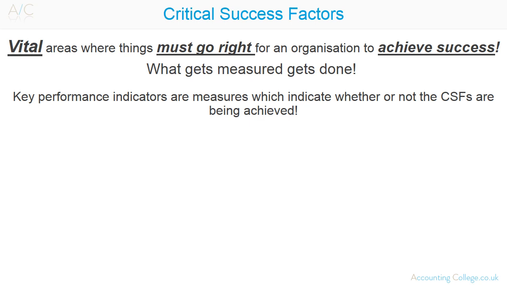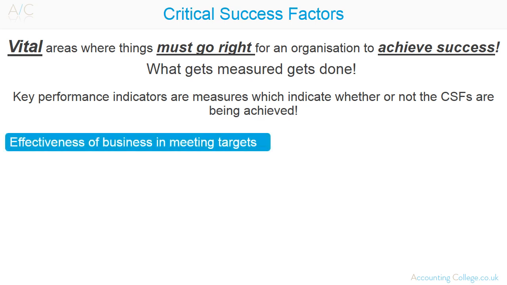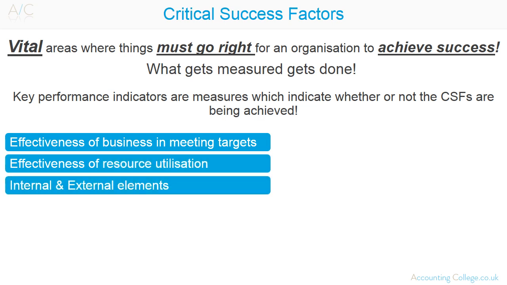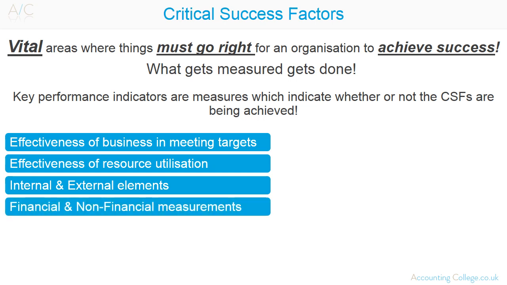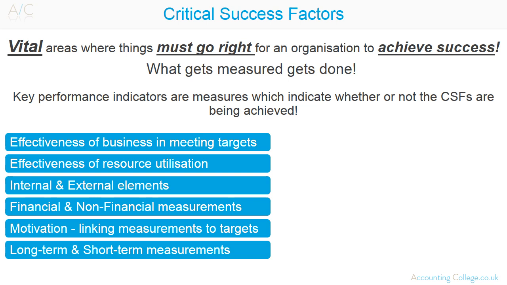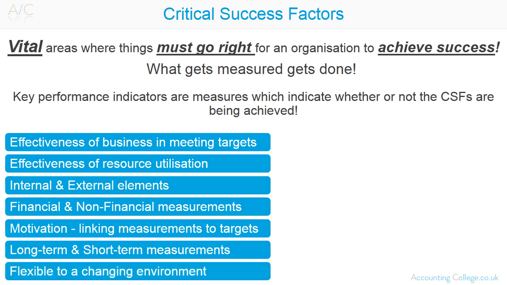Features of good performance measures include the effectiveness of businesses in meeting targets, the effectiveness of resource utilisation, measurements containing internal and external elements, using a mix of financial and non-financial measurement methods, employee motivation by linking of measurements to targets set for employees, measurements covering short and long-term organisational performance, and measurements that are flexible to a changing environment.